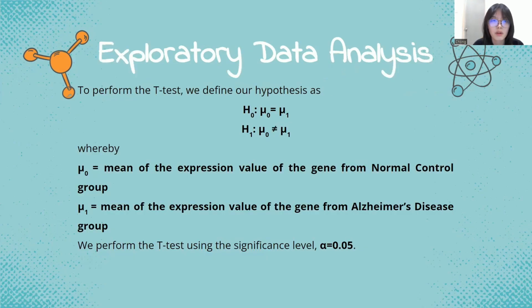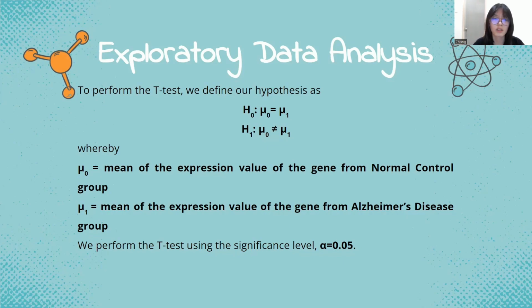Alright, now I will explain the exploratory data analysis. For our exploratory data analysis, we did an independent sample t-test to find the p-value for each gene from two independent groups, which are the normal control and the Alzheimer's disease group. The purpose of doing so is to compare the means of the gene expression value.